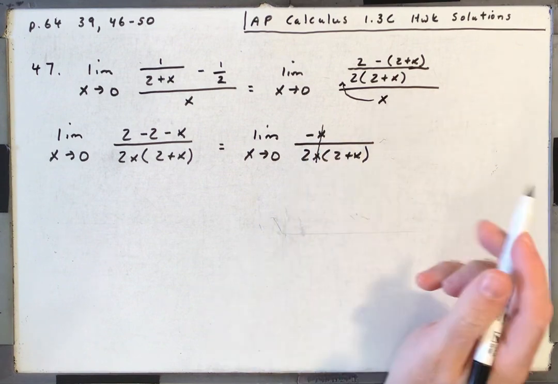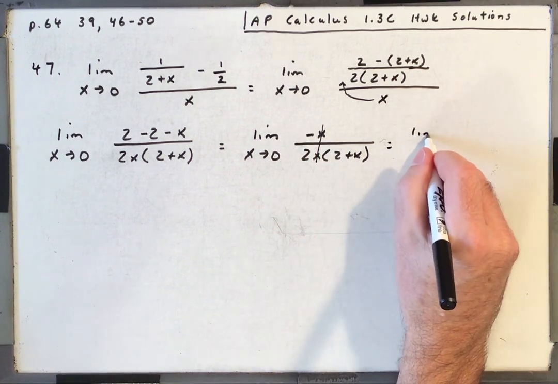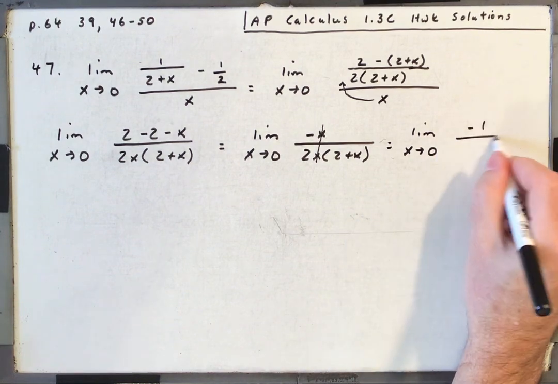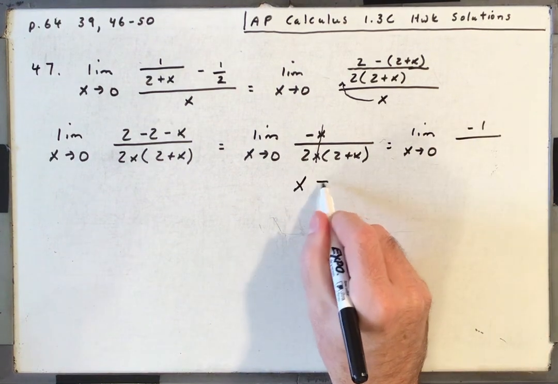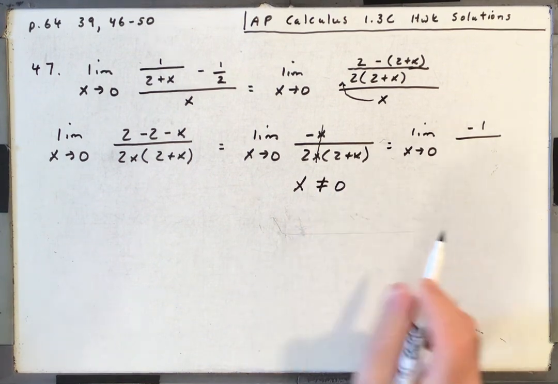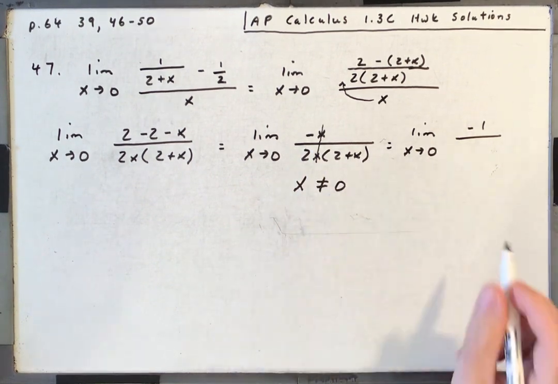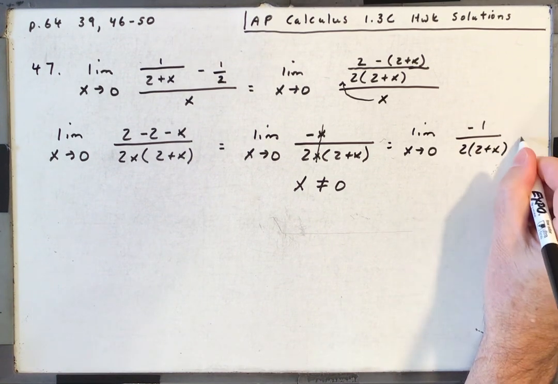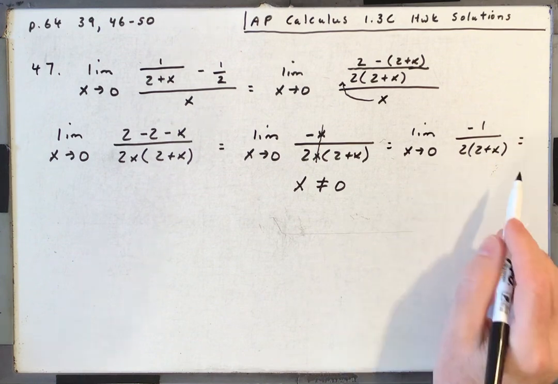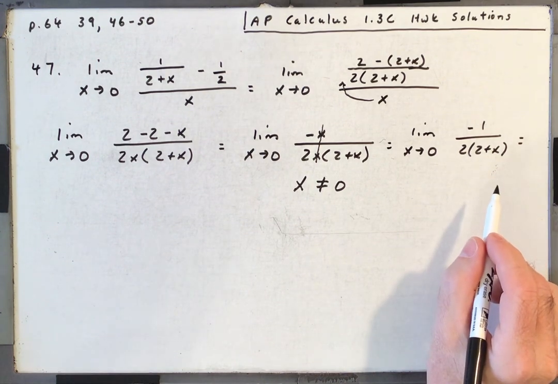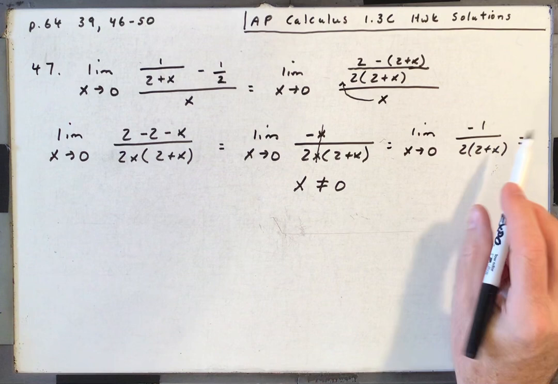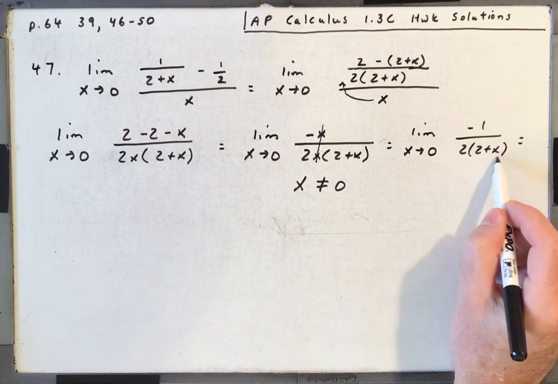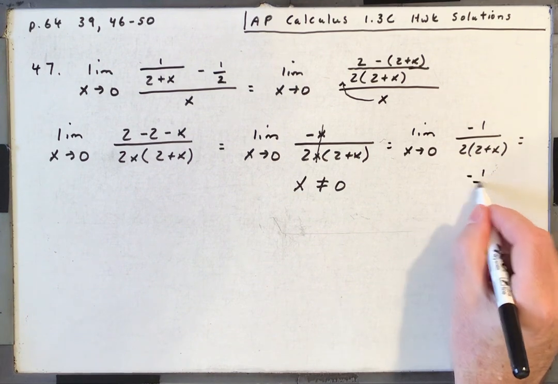But x over x there, you've got the limit as x approaches 0 of negative 1, and this is as long as x does not equal 0. Every time you cross something out, we have to put this proviso. 2 times 2 plus x. Now we can plug in. We have algebraically manipulated away the indeterminism. That's a mouthful. I almost didn't get that out. So plug a 0 in and you'd have negative 1/4.